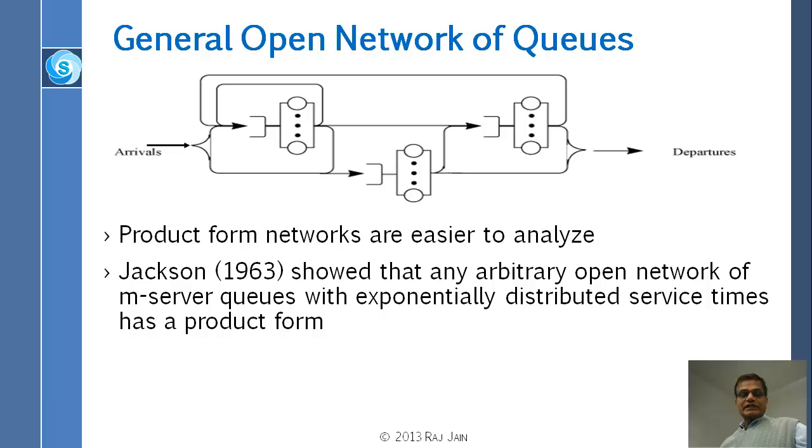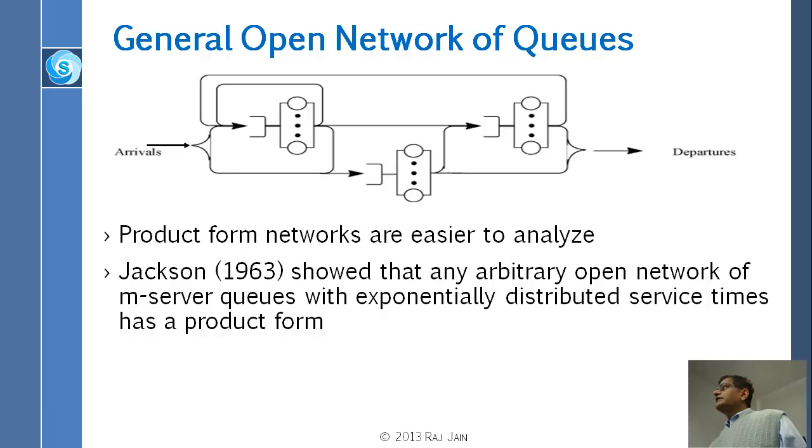The first person to analyze product form networks was Jackson, 1963. His result was that if you have a network of, well, I wouldn't call it M/M/M, but basically if you have exponential servers in parallel, and you have any arbitrary network of those exponential servers, then it has a product form result.